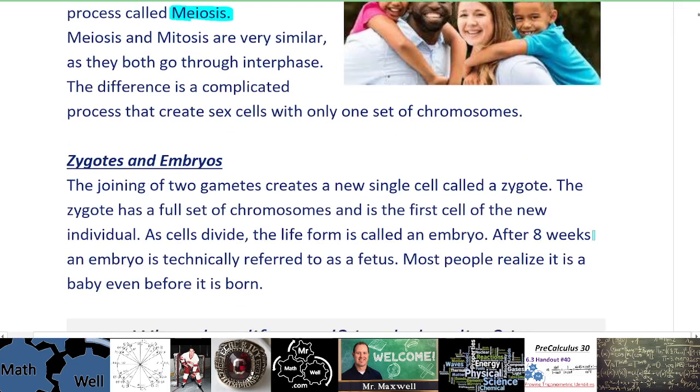What are zygotes? What are embryos? Okay, so let's talk about some other terms that we might need to understand here. The joining of two gametes creates a new single cell called a zygote. I'm not sure if you've ever heard that term before. I think it's kind of a cool word, zygote.